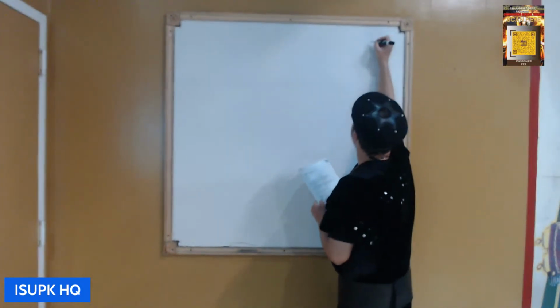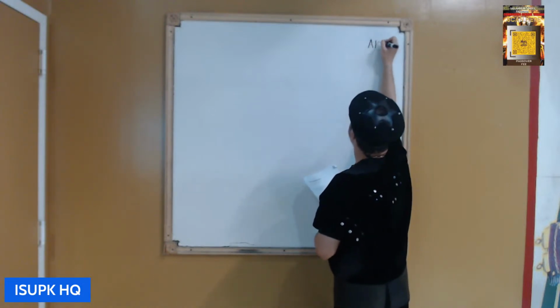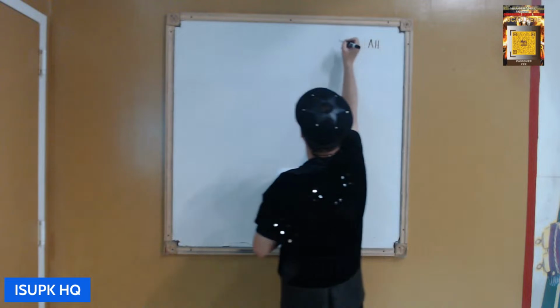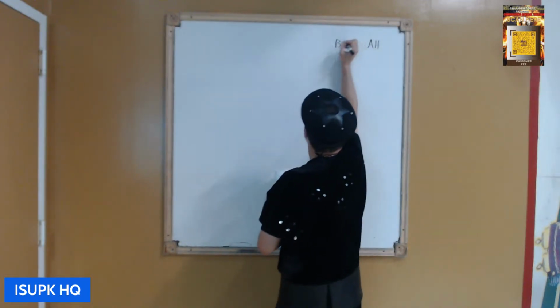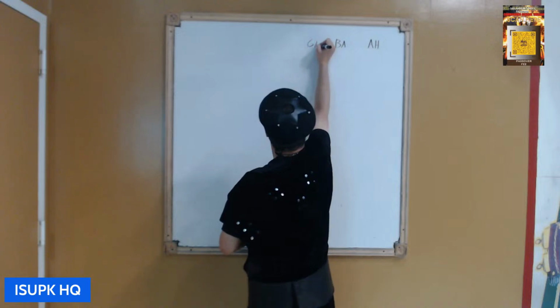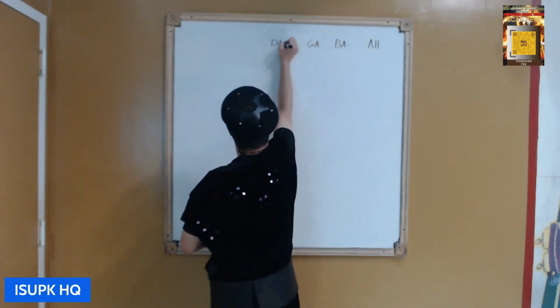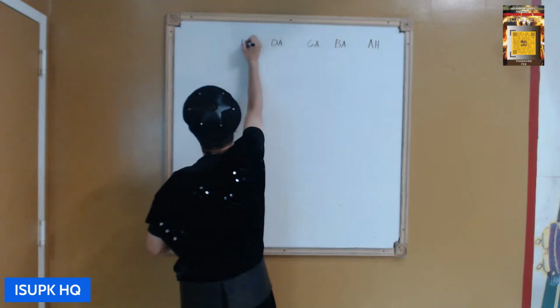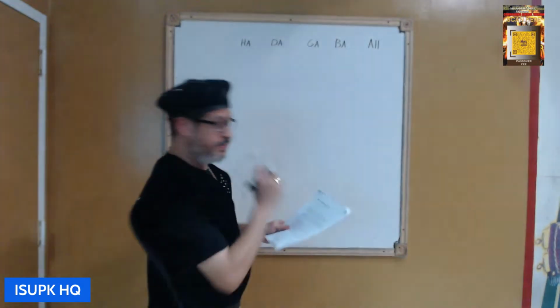So first, let's go by the sounds. And we're going to do this part in English. A, Ba, Ga, Da, Ha. Since we all know English.